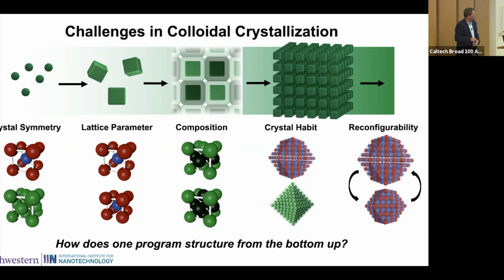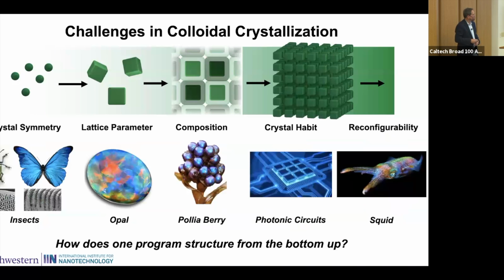And it's really getting at this question, how does one program structure from the bottom up? Why might that be important? Well, just turn to nature. Nature uses colloidal crystals for all sorts of things, mostly colors. Colors from opals, from the insect wings and bodies, all a result of controlling the type of colloidal crystal that gives that particular color.